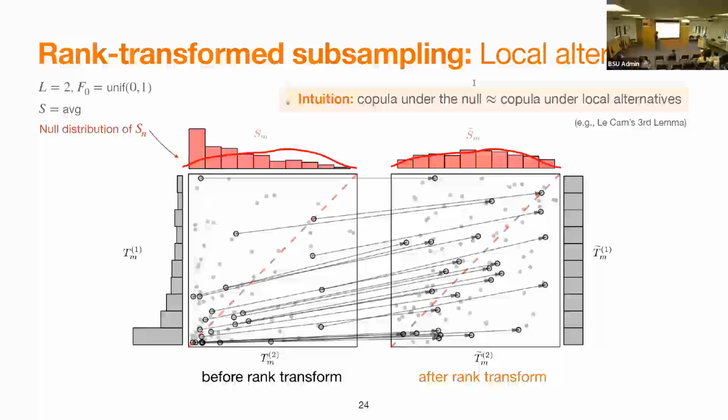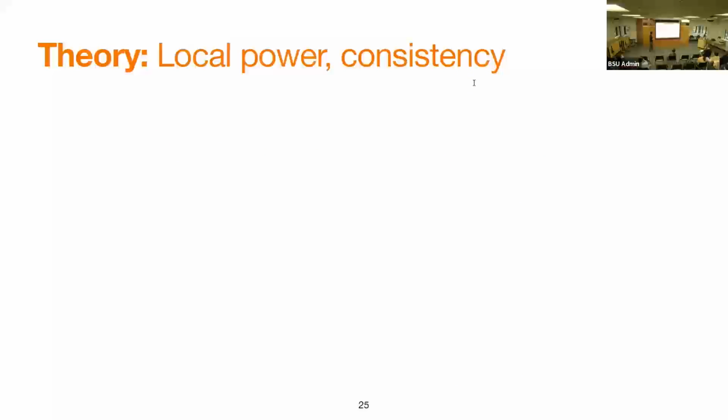So basically, the reason is that when you move from the null to a local alternative, the margins typically change faster than the copula. So the copula, in other words, is typically locally stable. This is a property you can show, for example, under local asymptotic normality. And using this result, by the rank transform, we can recover the statistic's behavior under the null, although we're operating under the alternative. And this is exactly what we want.